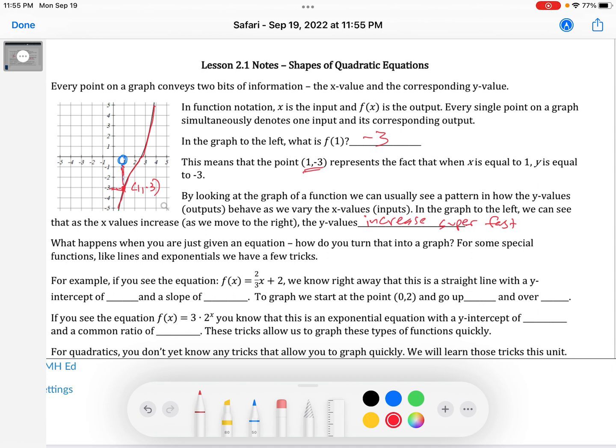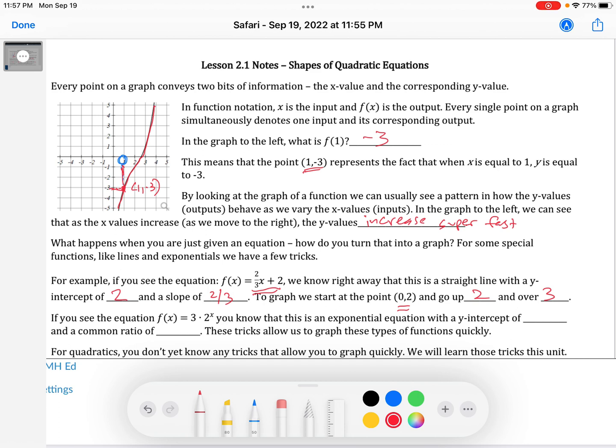Now what happens when you're just given an equation, like y equals something, something, x, something, something? How do you turn that into a graph? For some special functions like lines and exponentials, we've learned a few tricks. For example, when you see f of x equals 2x plus 2, you know right away that this is a straight line with a y-intercept of 2 and a slope of 2 over 3. To graph these, we start at the point 0, comma 2, and we go up 2 over 3, up 2 over 3, and we get point after point really easily by just following the slope.